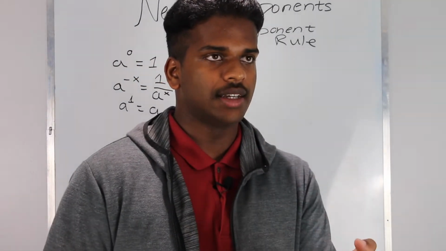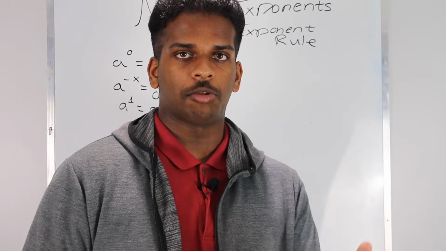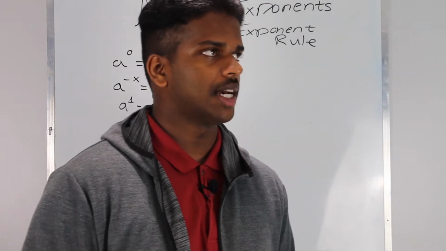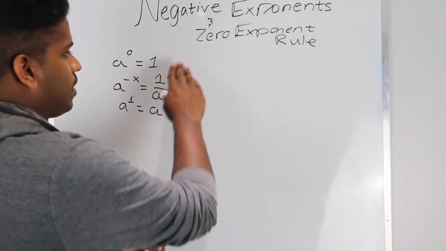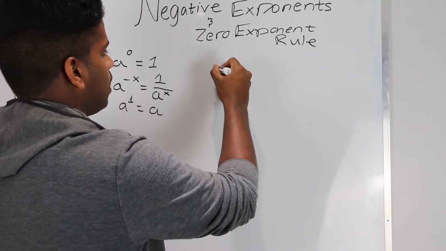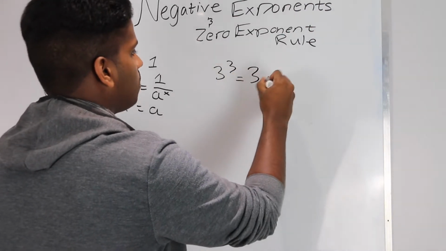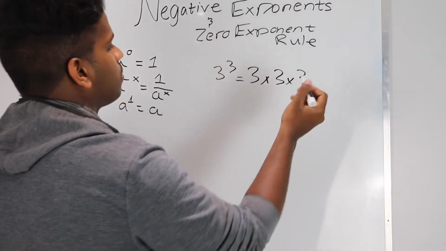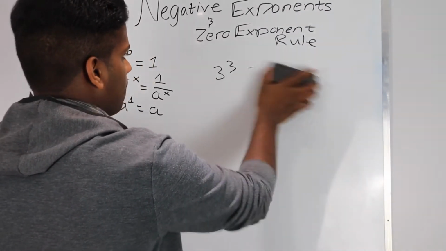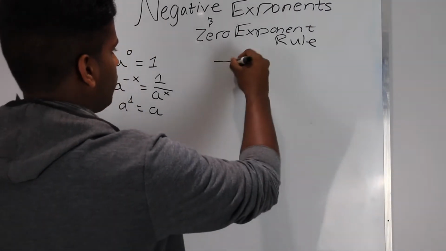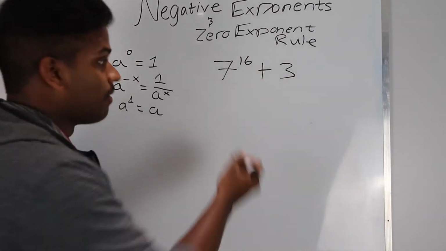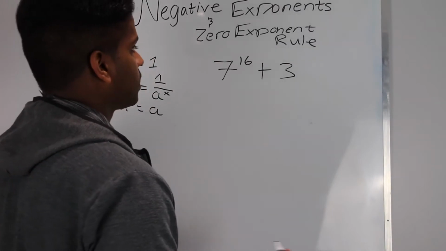Exponents are like an abbreviation for repeated multiplication. For example, on a multiplication test, you have this much space on the paper and your teacher gives you a question. If you get something like this, it's okay because you could do 3 by 3 by 3, the base times itself 3 times. But what if you get something like 7 raised to the power of 16 plus 3?